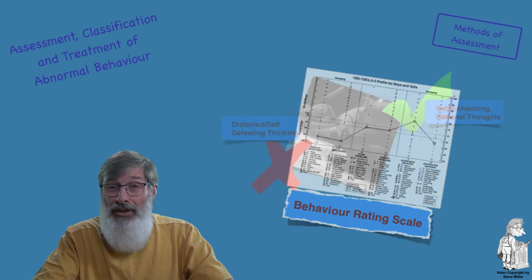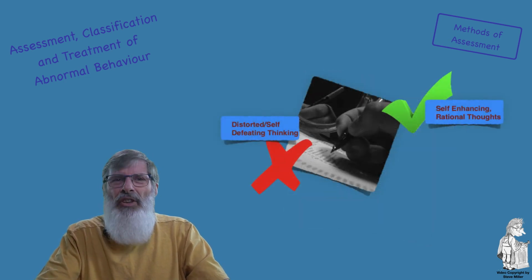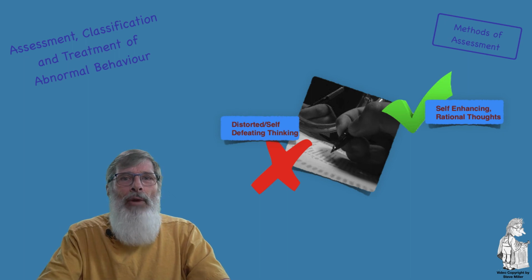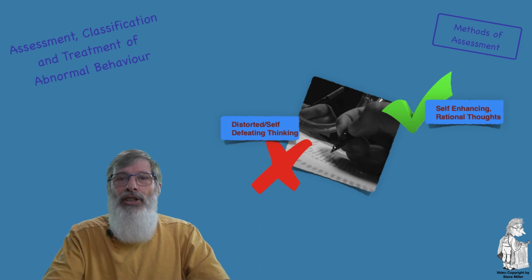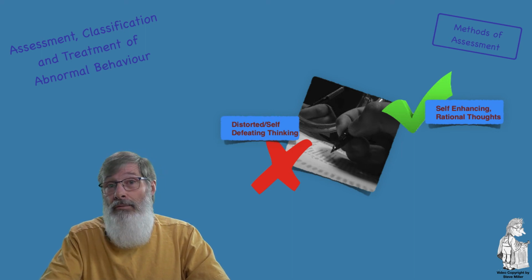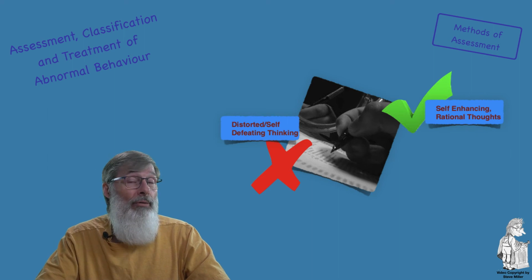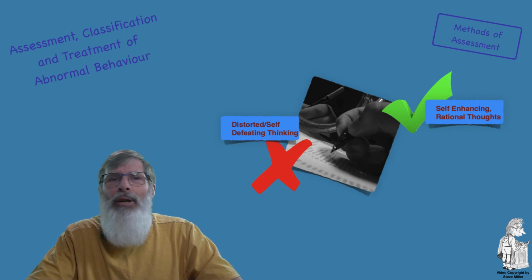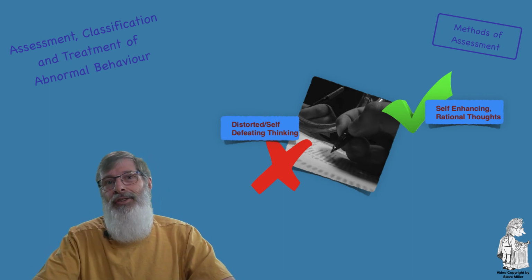Now, cognitive assessments. Now remember, cognitive and thinking are kind of the same. So when we think cognitive assessments, we're talking about our thinking. And it focuses on measurement of our thoughts, beliefs, and attitudes in order to help identify distorted thinking patterns, putting people at higher risk for developing emotional problems. The aim is identifying distorted thinking and replacing it with self-enhancing, rational thought patterns.